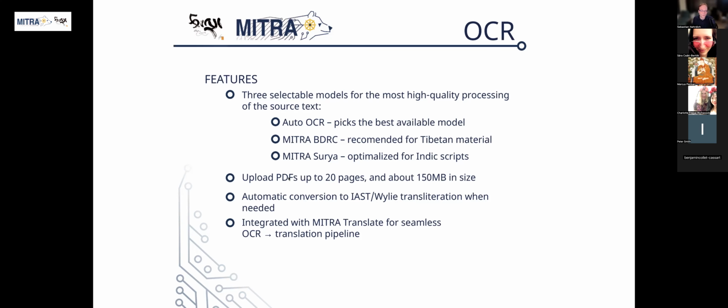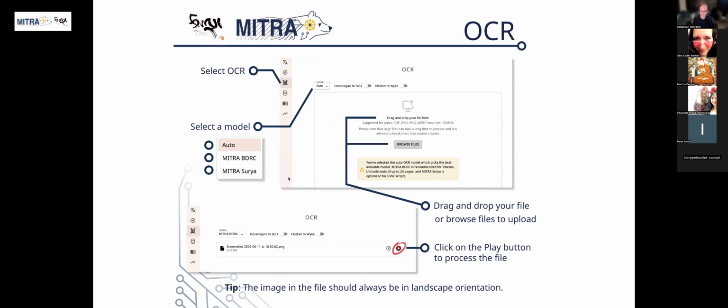You can upload up to 20 pages at the moment, up to 150 megabytes in size. And you also have the option to automatically convert the output, if the input is Devanagari, into IAST, or if the input is Tibetan, then we can also render it into Wylie transliteration. And it's also directly integrated into our translation tool, so you can directly translate from images, for example. How does the interface look like?